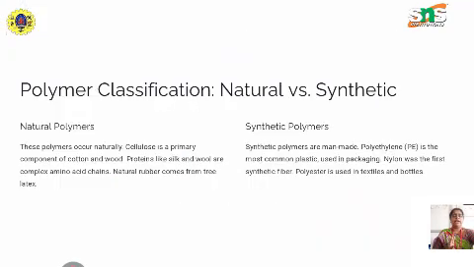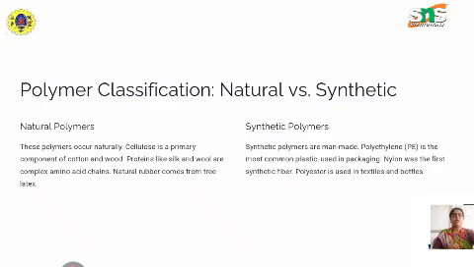Polymers can be broadly classified into natural and synthetic polymers. So what are natural polymers? These polymers occur naturally. Cellulose, for example, is a primary component of cotton and wood. Proteins like silk and wool are complex amino acid chains. Also, natural rubber comes from tree latex. So these are the natural polymers that occur and we are aware of them.